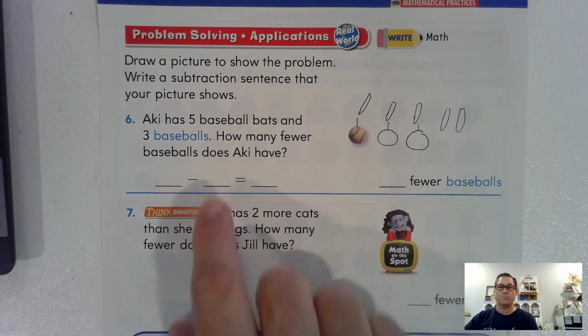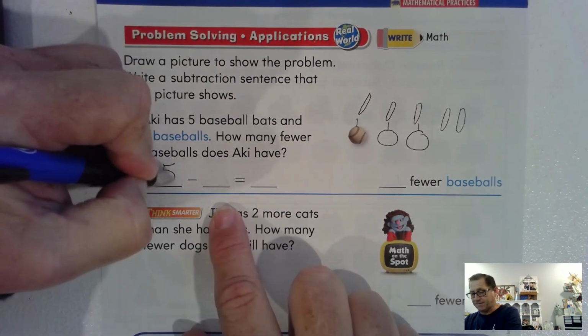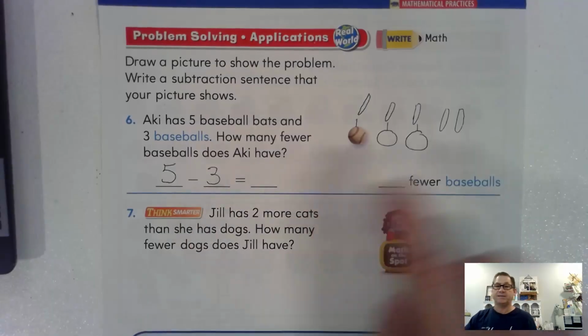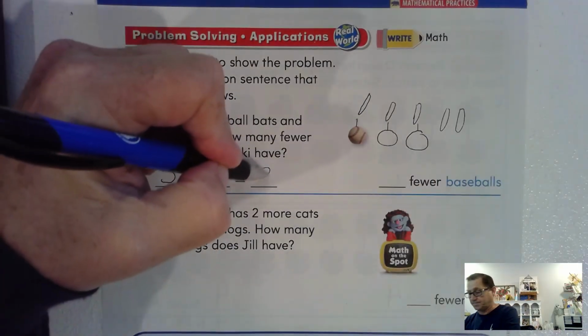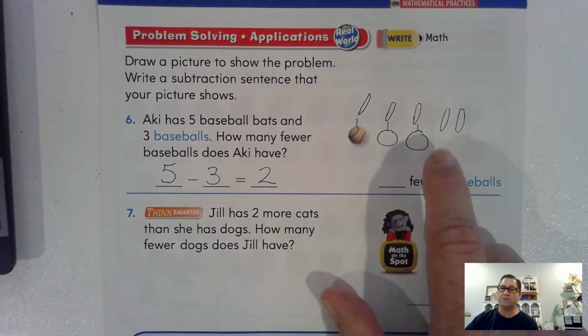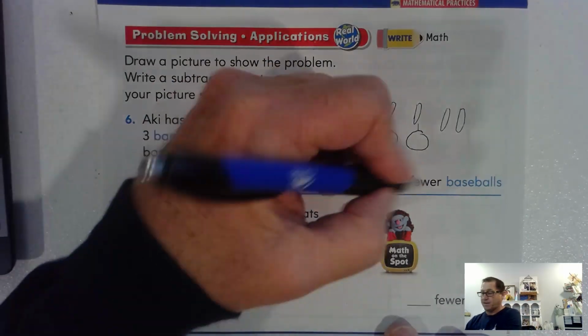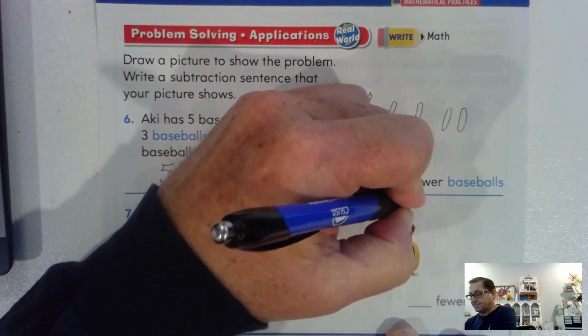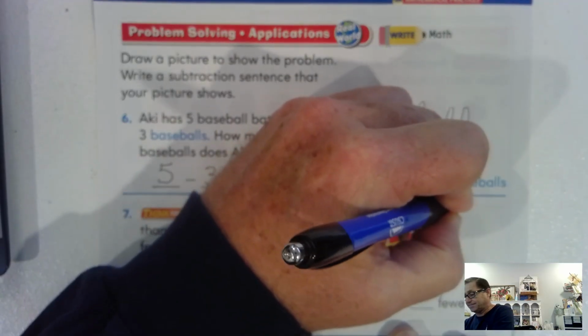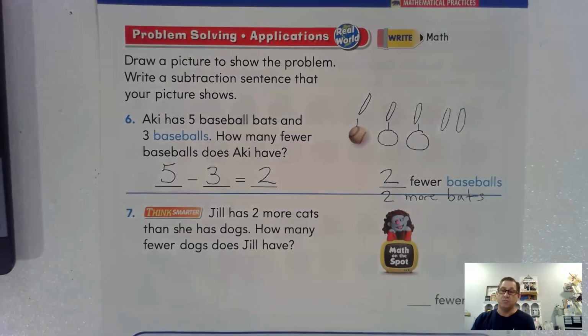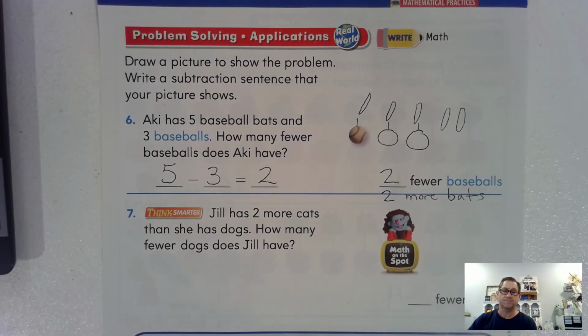Okay, so what do we have? We have 5 baseball bats minus the 3 baseballs is how many more? 2. So how many fewer baseballs? 1, 2. 2 fewer baseballs. They could have asked us how many more bats. If they had asked us how many more bats, we would have just said 2 more bats than baseballs.